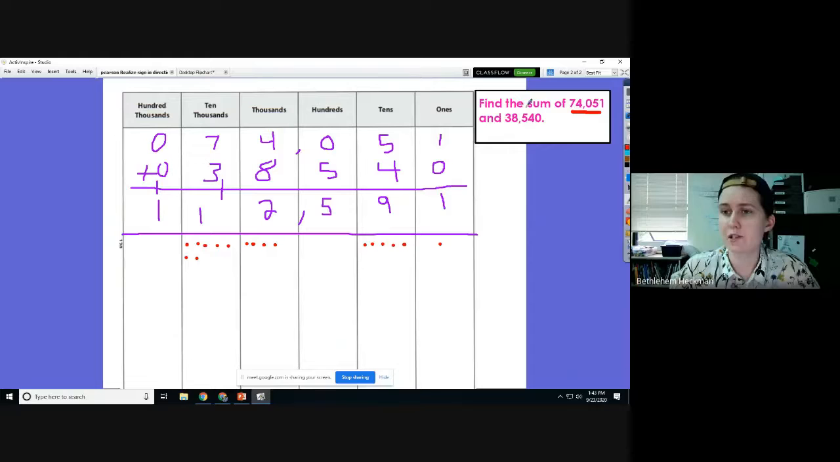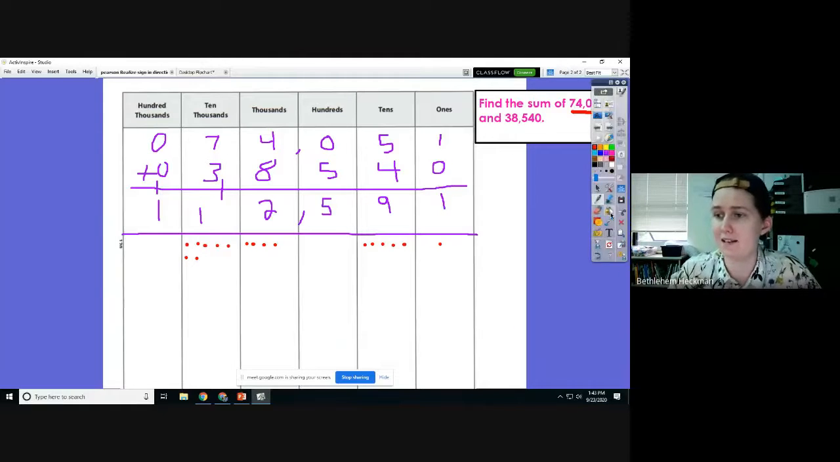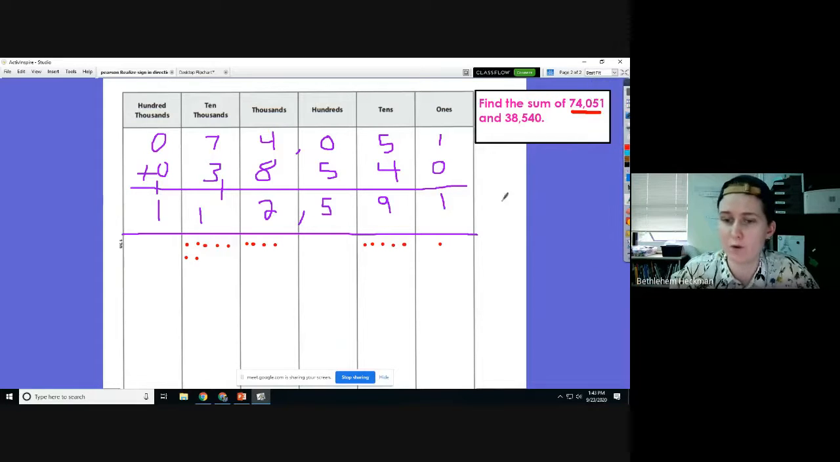I'm going to change colors and put the other part of the sum here. It's called an addend, and we're going to put the other addend down below. I'm going to do blue. We've got no ones, but 4 tens. 1, 2, 3, 4. We've got 5, 1, 2, 3, 4, 5 hundreds. And we've got 8. Ooh, that's a lot. 1, 2, 3, 4, 5, 6, 7, 8 thousands. And finally, 3 right here in the 10,000s. 1, 2, 3.